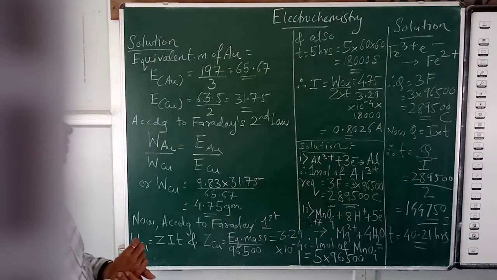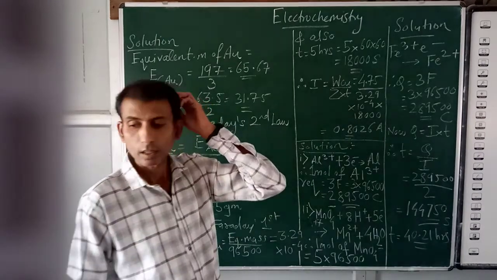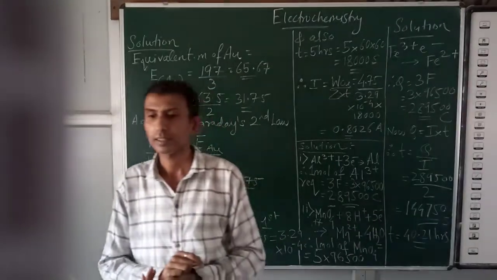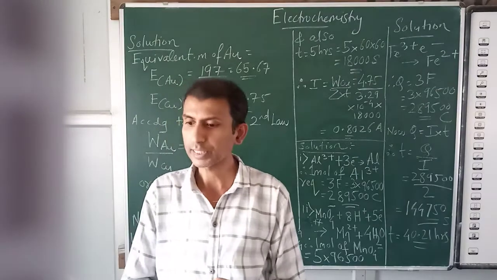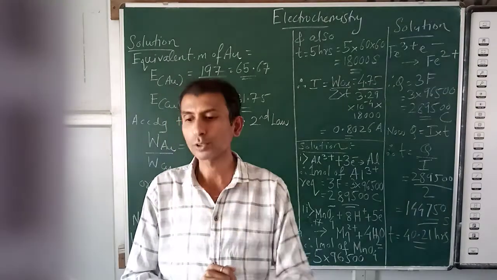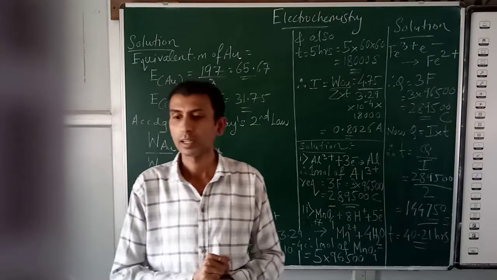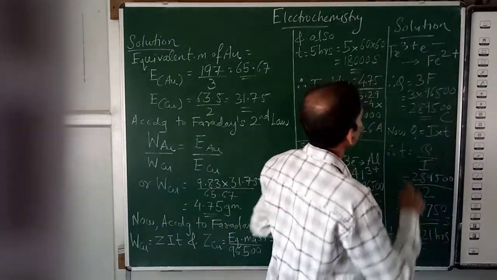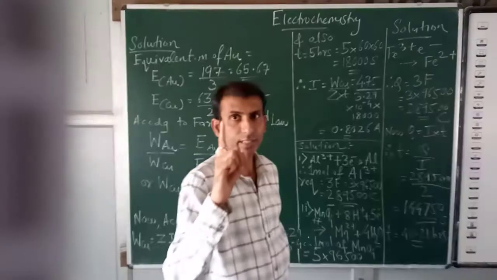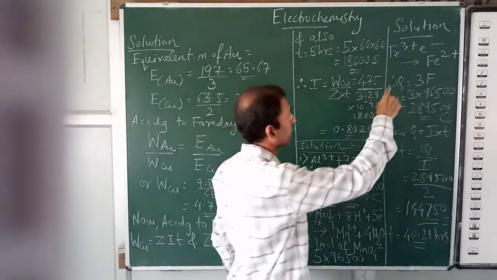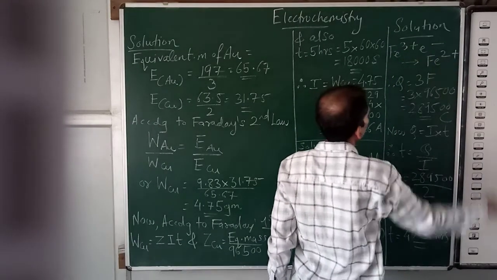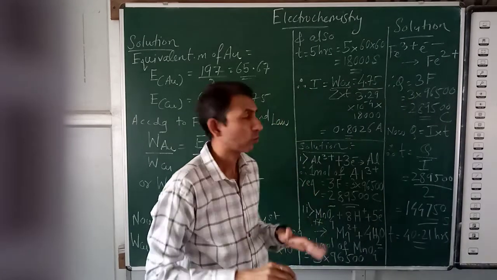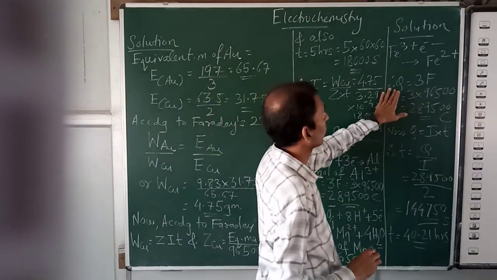Now we have the third numerical. Question is, how many hours does it take to reduce 3 moles of Fe3+ to Fe2+ with 2 amperes current? Write down the reaction. For one Fe3+ reduction, you write the equation here. Fe3+ will require only 1 electron. It will be reduced to Fe2+. This we know. So Q is equal to 3F.